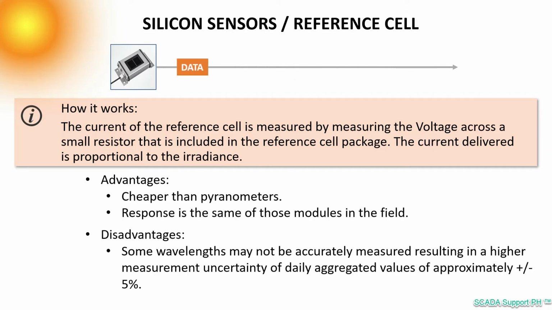Typically, these are cheaper than pyranometers and consist of a PV cell, often using crystalline silicon. Temperature compensation can be used to increase its accuracy, but its scope is limited by the spectral sensitivity of the PV cell compared to thermal pyranometers.